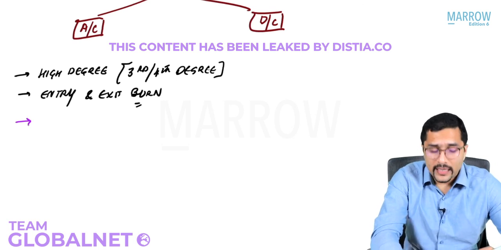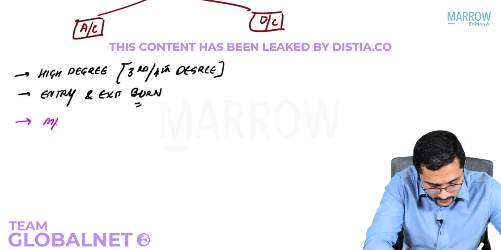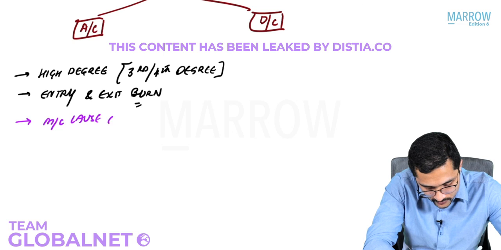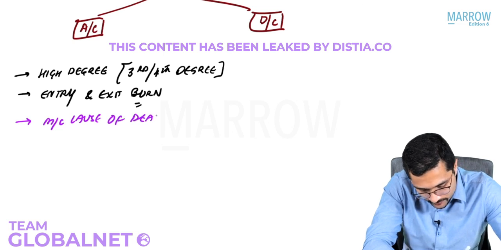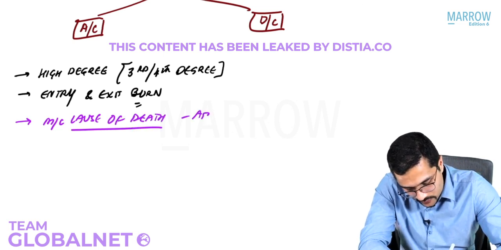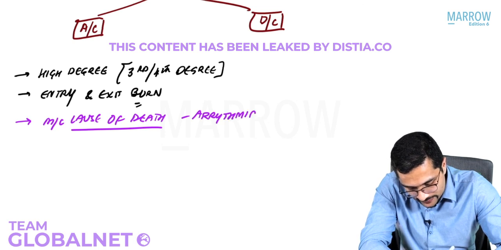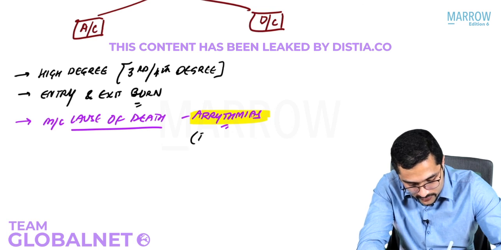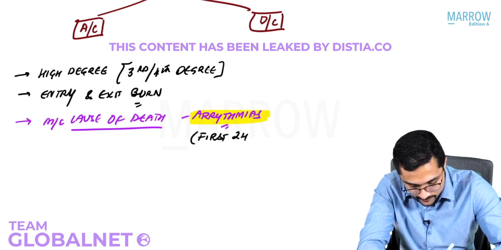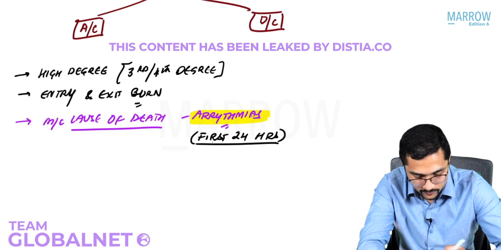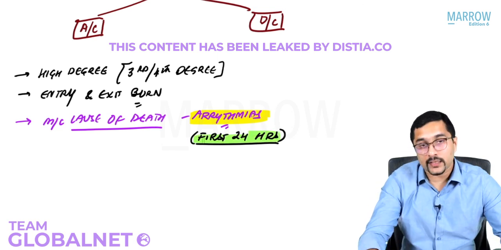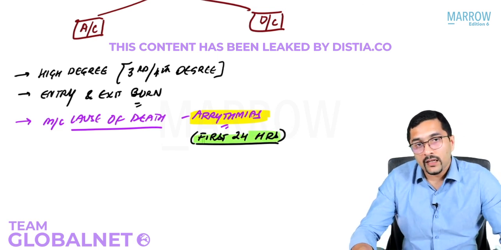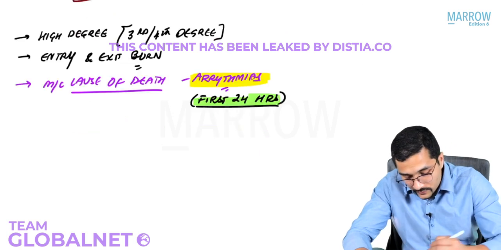And you should know that the most common cause of death is arrhythmia. As the current travels through the body, it can induce arrhythmias. And these arrhythmias are most common in the first 24 hours after burns. This is what is written in the latest Sebastian as well, and it has been asked in the exam.